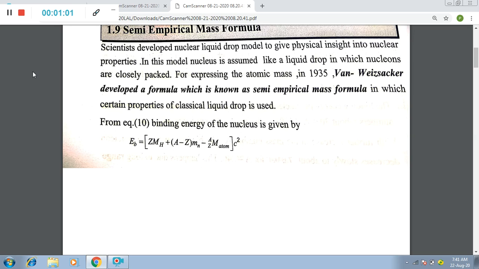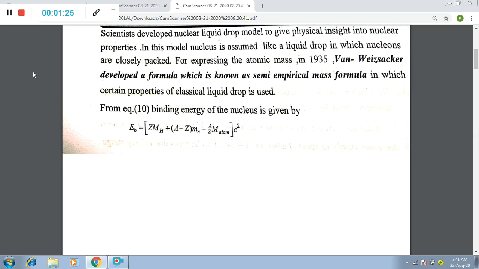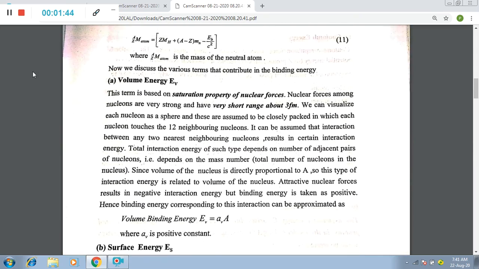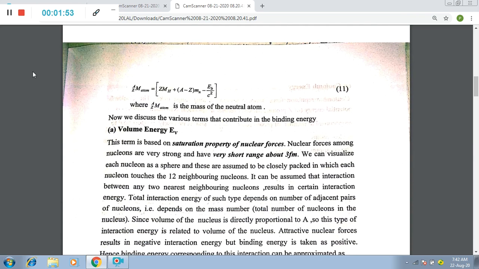For expressing the atomic mass, in 1935 von Weizsäcker developed a formula which is known as semi-empirical mass formula, in which certain properties of classical liquid drop are used. Binding energy of the nucleus is given by EB equals Z into proton mass plus A minus Z into neutron mass minus atomic mass into c square, where m atom is the mass of the neutral atom.